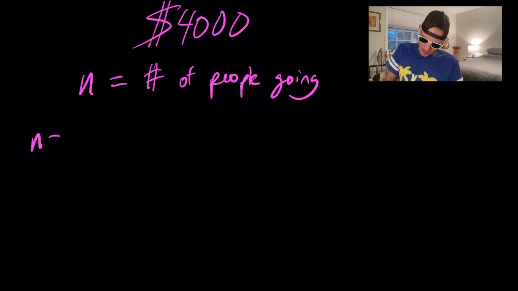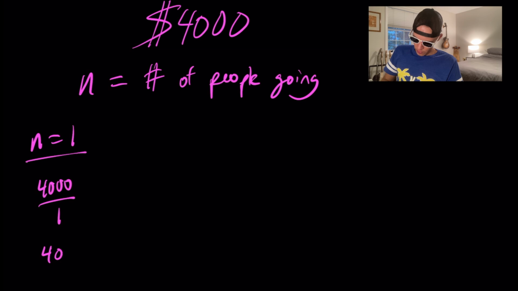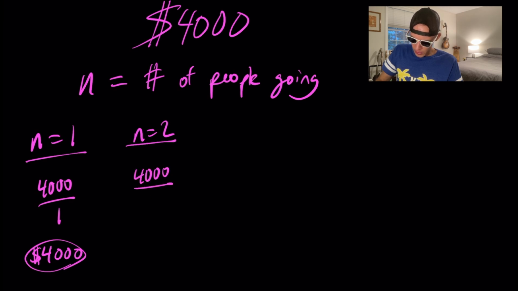Well, if n is equal to 1, in other words, one person is going on the trip, the cost per person, what we do is we take the cost of the trip, divide it by 1, because there's only one person going, and we get $4,000 per person. That makes sense. If one person is going, that person is going to pay for everything. What if 2 people go? Again, we would take the cost of the trip and we would cut it in half, or we would divide it by 2, so each person pays an equal and fair amount. And that's going to come out to be $2,000 per person.